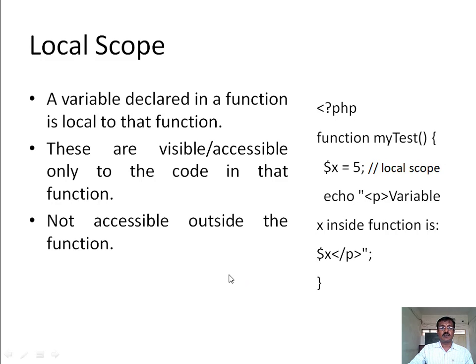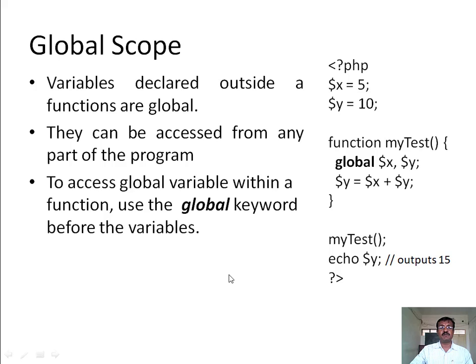Well, next is global scope variables. The variables which are declared outside of a function are global.